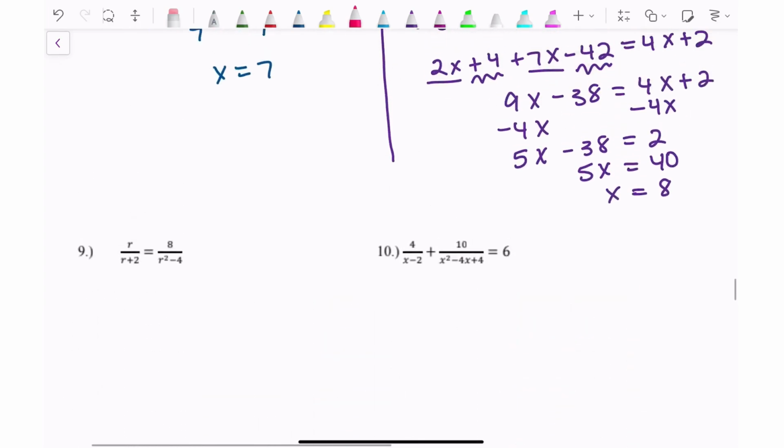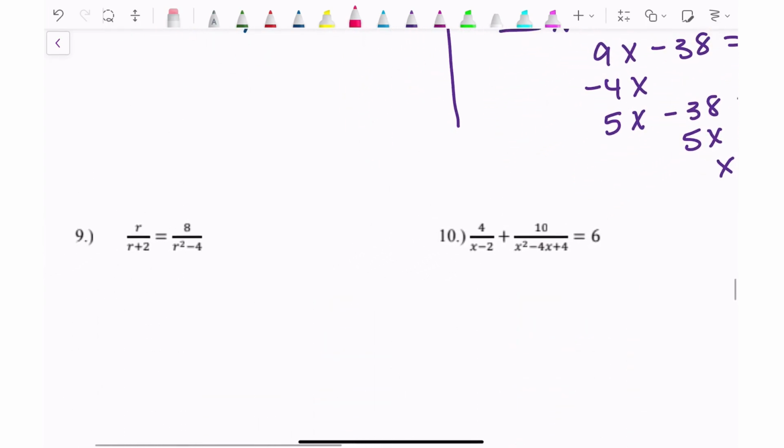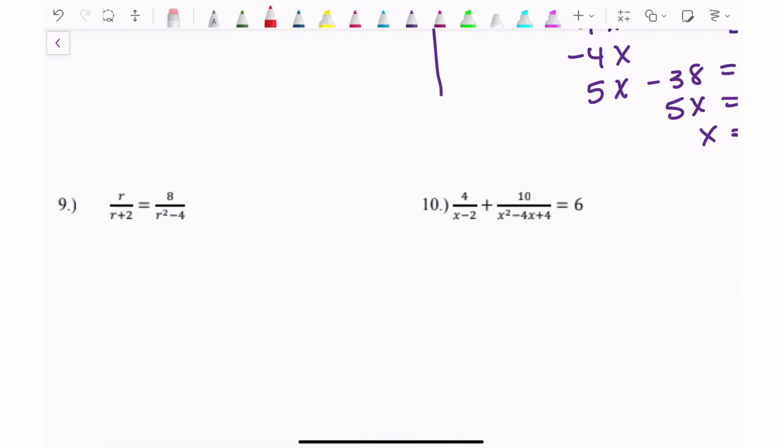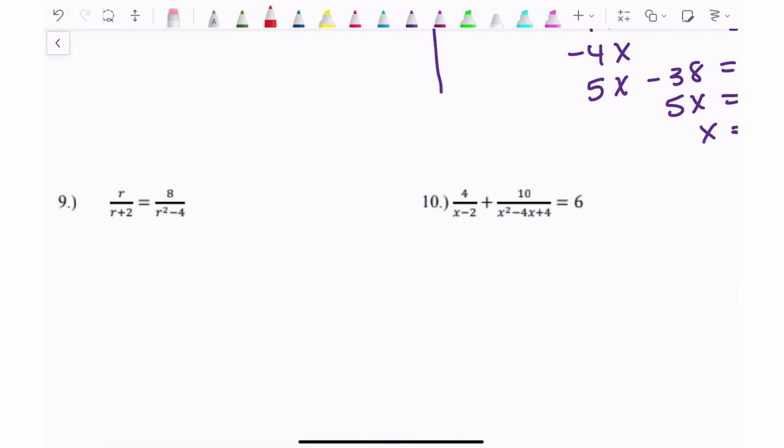All right. Let's look at number 9 here. We have r over r plus 2 and then 8 over r squared minus 4. So I'm going to make this be r over r plus 2. I'm going to keep it the same for now. And then I'm going to factor r squared minus 4. R squared minus 4 is the difference of squares. That's r plus 2 times r minus 2.